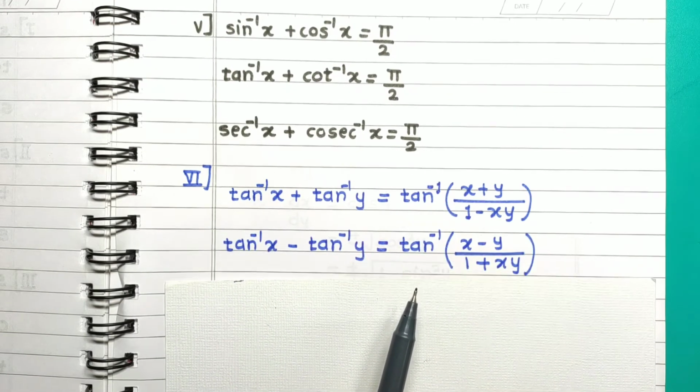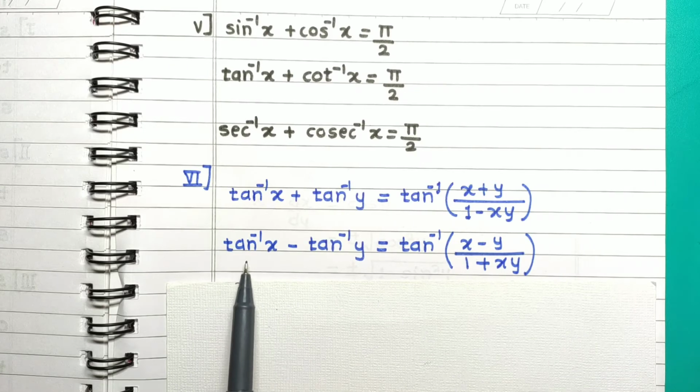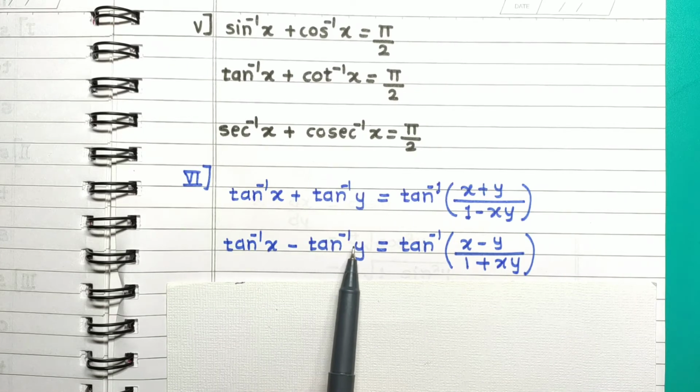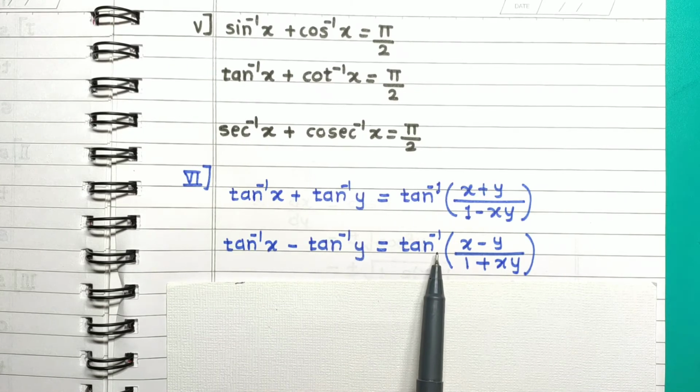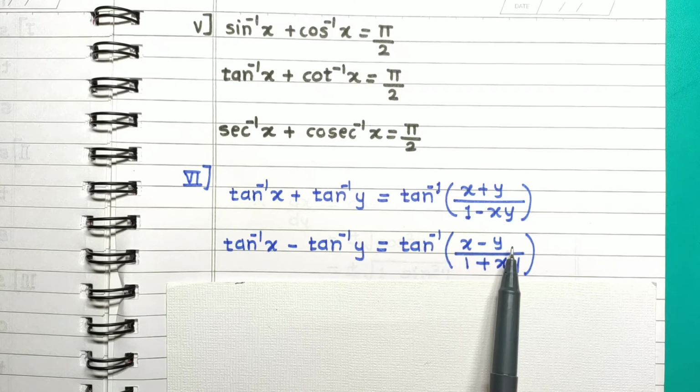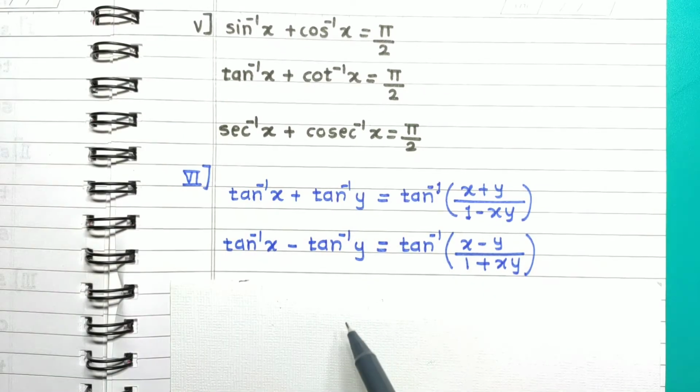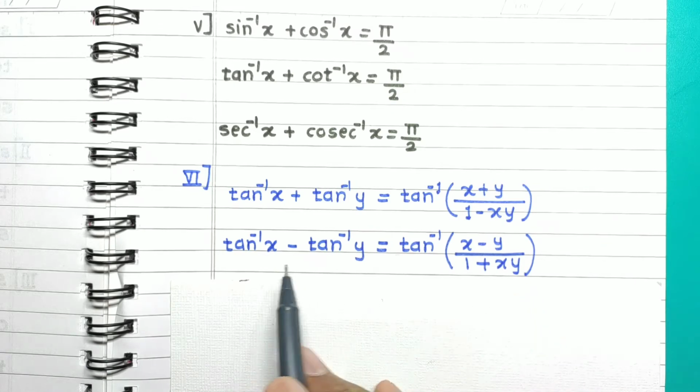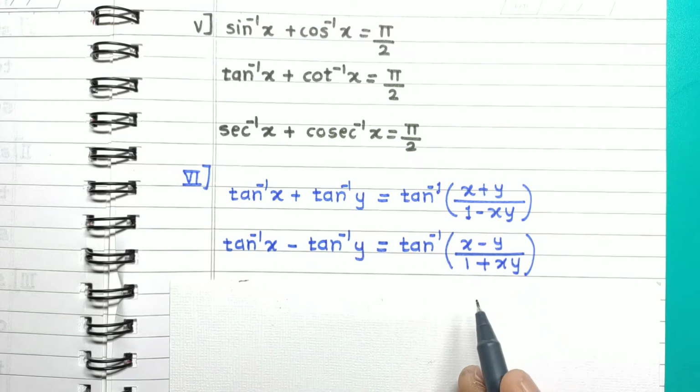Okay. And on the similar lines, we have tan inverse of x minus tan inverse of y is equal to tan inverse of (x minus y) upon (1 plus xy). Students, you recall all these properties properly, since these properties are going to be very useful in solving examples of derivatives of inverse trigonometric functions. Okay.